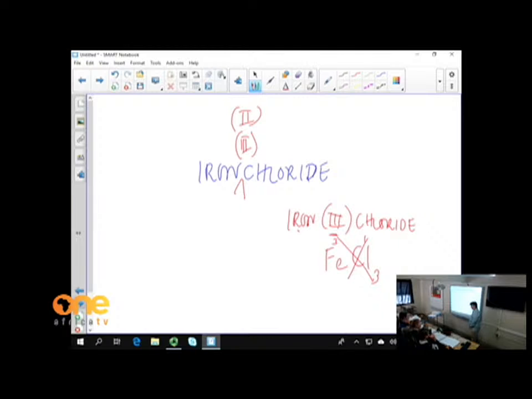All right. If I get a formula, copper(II) chloride, copper has got 2 bonding places. If I have copper(I) chloride, it's got 1 bonding place. So copper(II) chloride would look like that, and copper(I) chloride would look like that. Do you understand? All right.